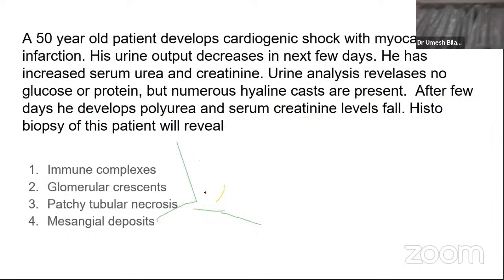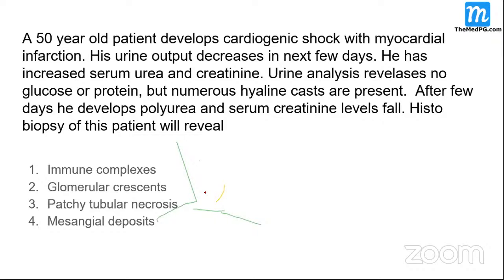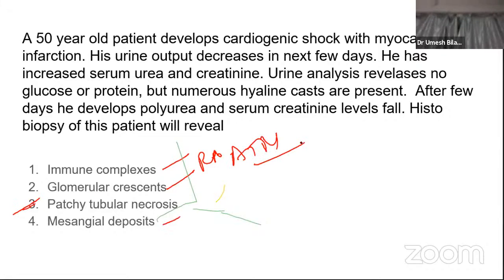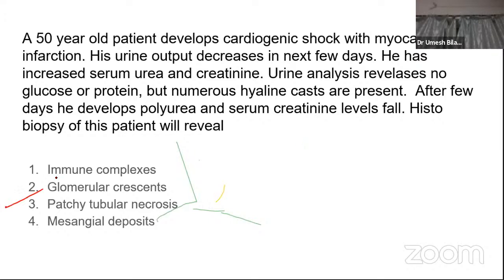What do you think? It is very straightforward. What do you expect in a patient who has cardiogenic shock? Do you expect him to develop immune complex disease? Patchy tubular necrosis, yes, that's correct, from ischemia. The others are glomerulonephritis, immune complex, glomerular crescents, RPGN. Patchy tubular necrosis means ATN, acute tubular necrosis. This is the correct answer.